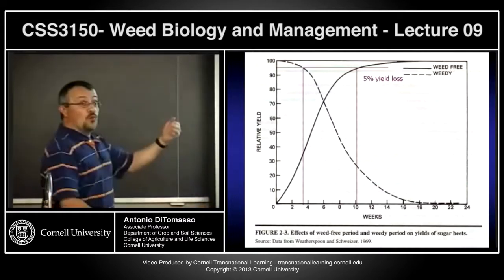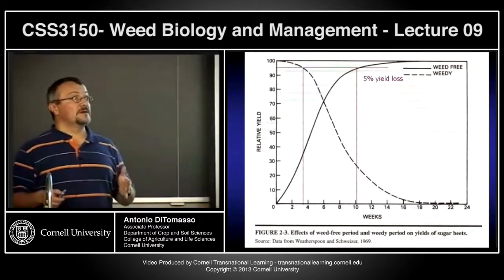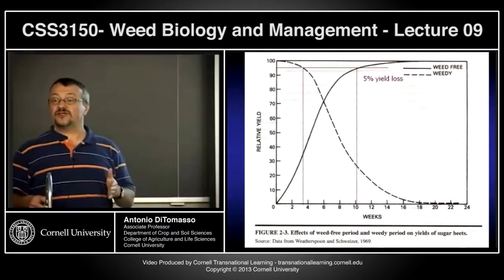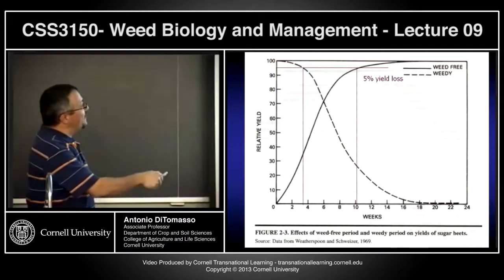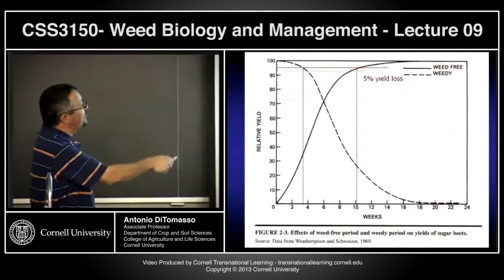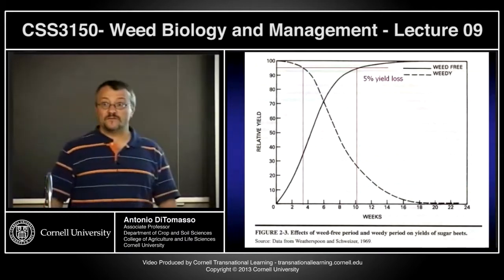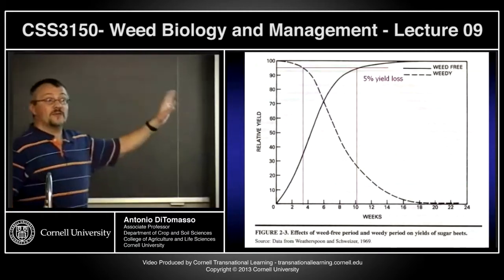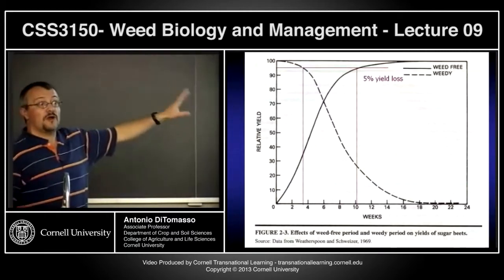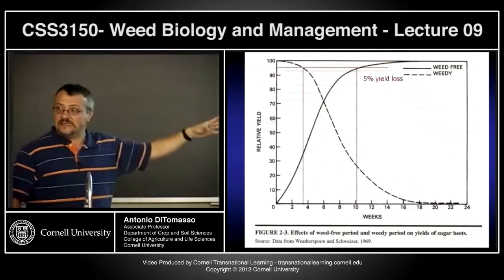Okay? So what is the critical period of competition in this case? How long can the weeds be allowed to be in this crop under these circumstances? Just between 3 and 4 weeks. Okay? 3 and 4 weeks is the only amount of time that you could allow your crop to be in with your weeds. And again, you could see that this will vary by season.